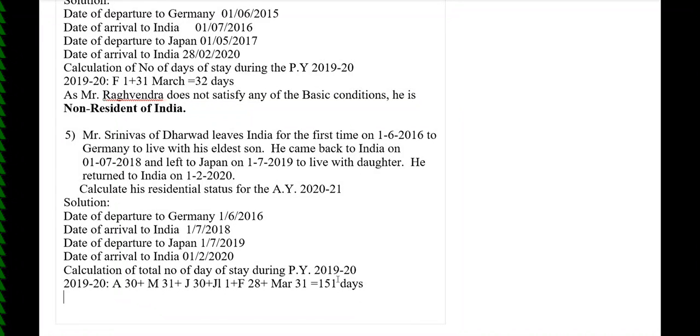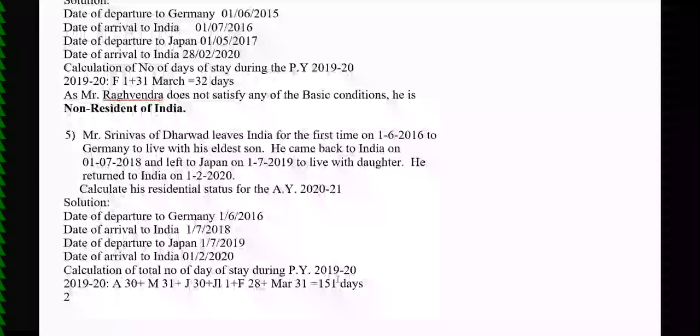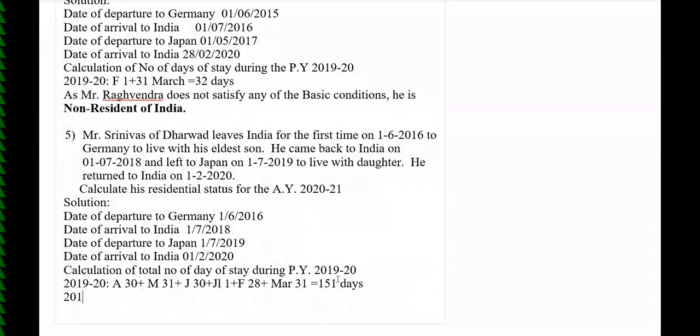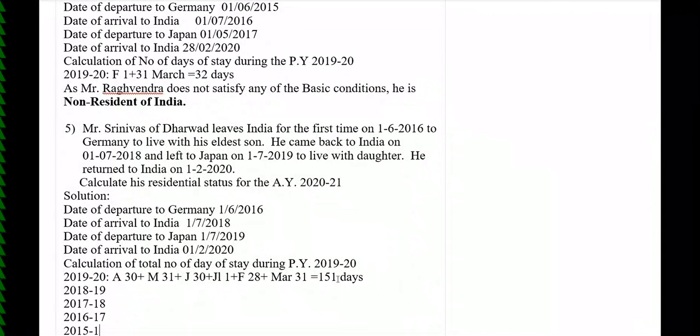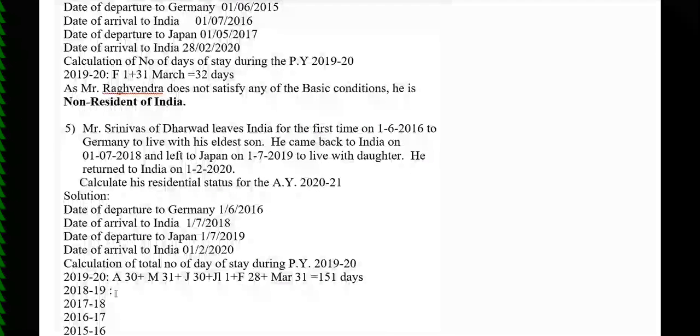So now let us verify here. So let us take the 4 previous years preceding the relevant previous year. So 2018-19, then 2017-18, then 2016-17, then 2015-16. So these are the 4 previous years. Now we'll see here what has happened during these 4 years, how many days he stayed in India.